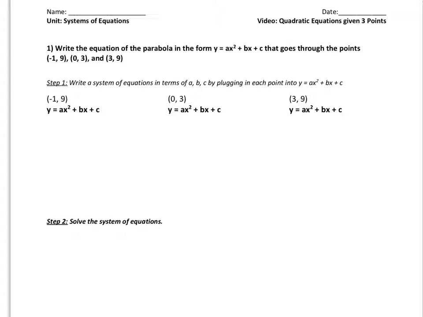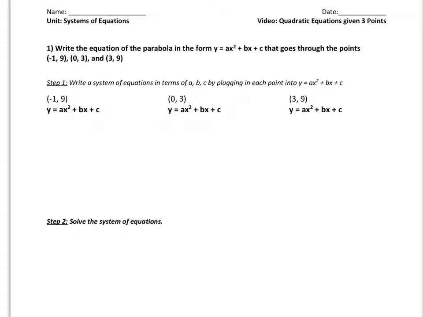Hi everyone, in today's lesson we're going to talk about how to make a quadratic equation given 3 points. So here's the first example. It says write the equation of a parabola in the form y equals ax squared plus bx plus c that goes through the points (-1, 9), (0, 3), and (3, 9). So the only information that we have is these 3 points, and we want to know the equation of the parabola that goes through them.